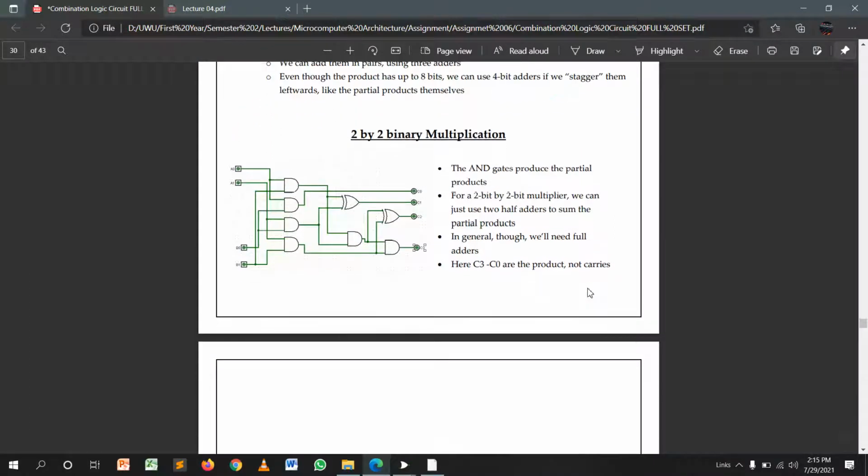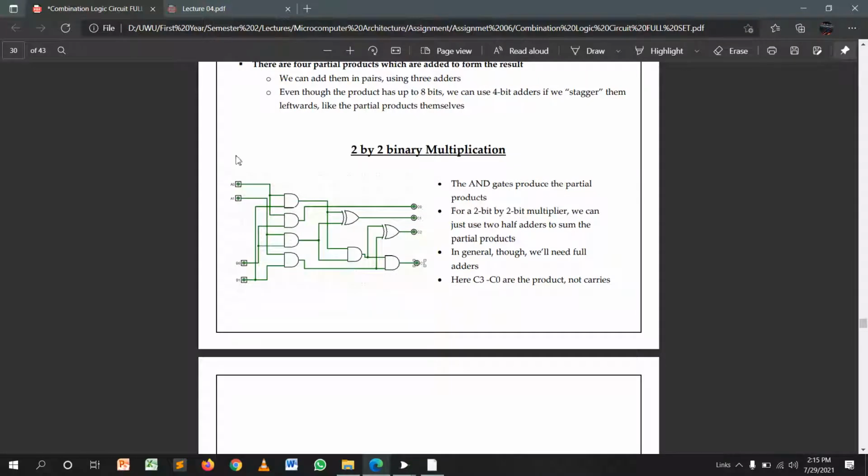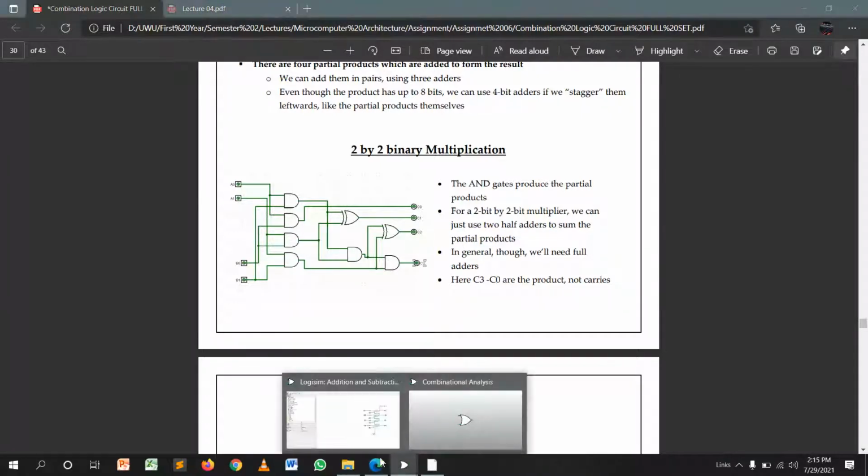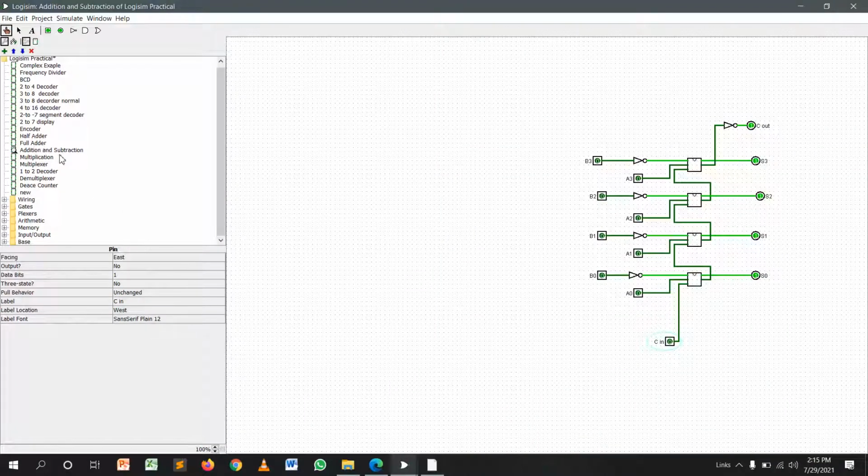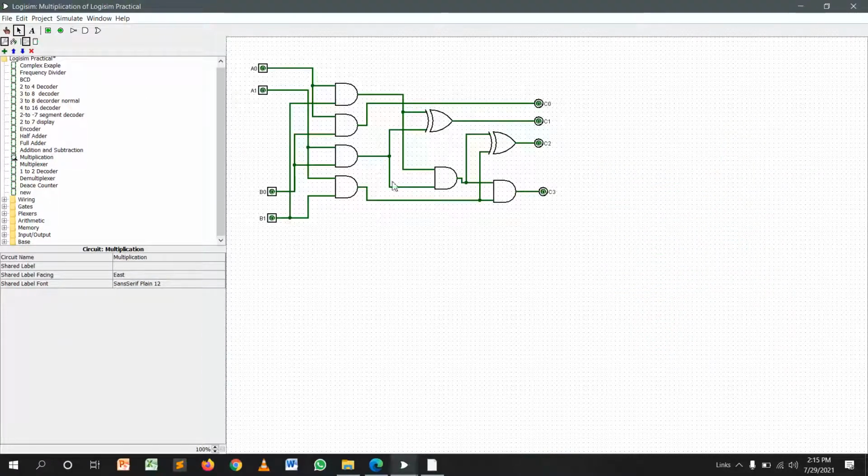Then 2 by 2 multiplication. A 2 by 2 means we input only a 2-bit value and another 2-bit value for the multiplication. After that, you can see the output is not only 2-bit, it is 4-bit, and must be 4-bit. I have already cleared the multiplication circuit. This is the multiplication circuit.